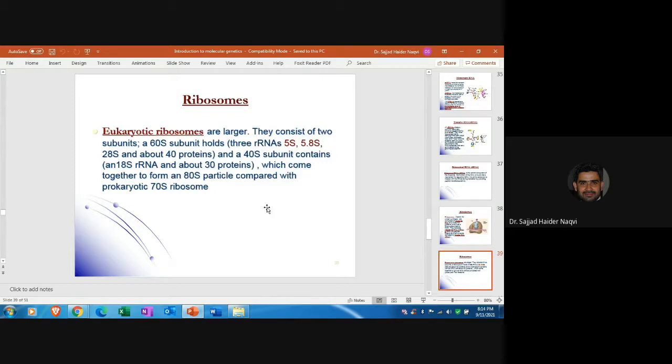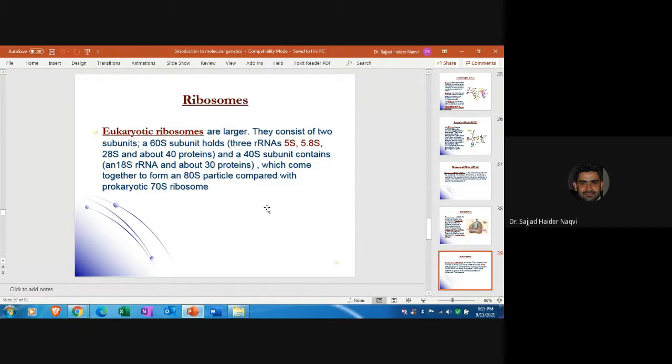The ribosomes, as I said, are composed of rRNA along with protein. There are different categories of ribosomal RNA. They consist of two subunits, a larger unit of 60S, which holds RNA 5S, 5.8S, and 28S. This S is actually the sedimentation coefficient. It's a constant. Depending upon the size of the molecule, they have different sedimentation coefficients.